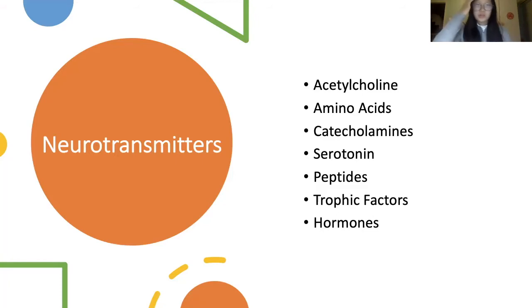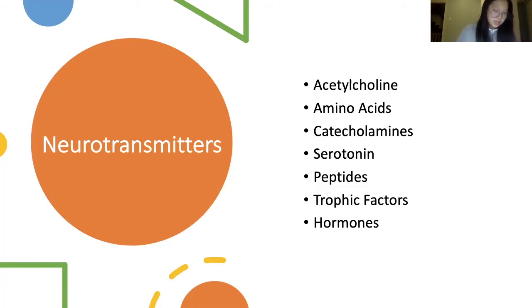So the first one is acetylcholine, for short called ACH. ACH is mainly for controlling the voluntary muscles, causing them to contract, and controlling the heartbeat. It's also related to normal attention, memory, and sleep. That's why you see ACH-releasing neurons die in Alzheimer's patients.